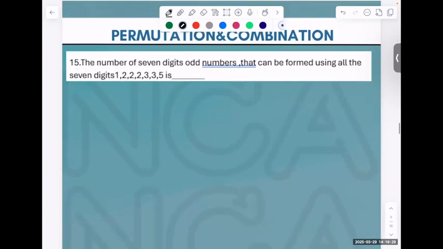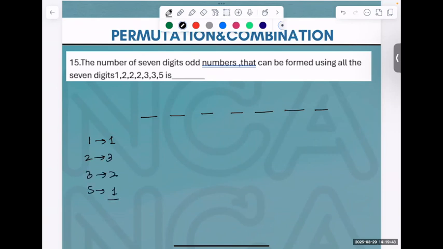Next. Try this. The number of 7-digit odd numbers that can be formed using all the 7 digits. How many 7 digits? 1, 2, 3, 4, 5, 6, 7. Either we have 1. How many times? 1. 2 we have how many times? 3. 3 we have how many times? 2. 5 we have how many times? 1.